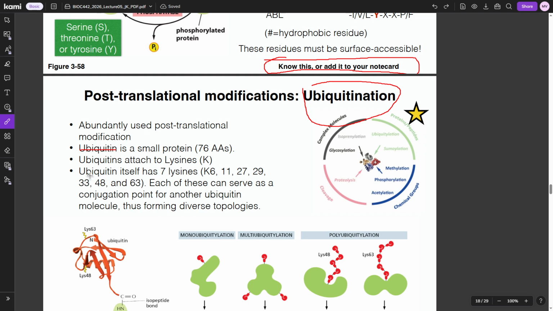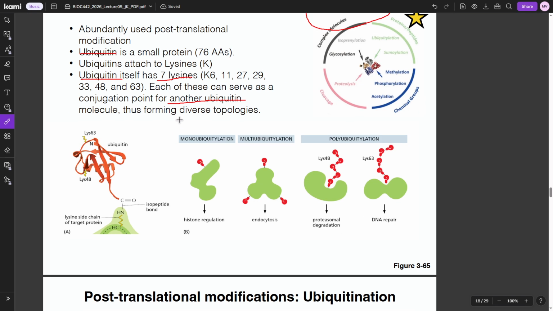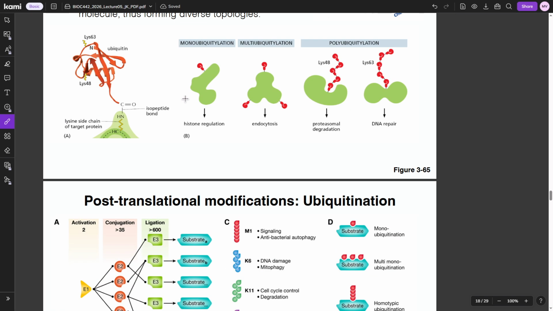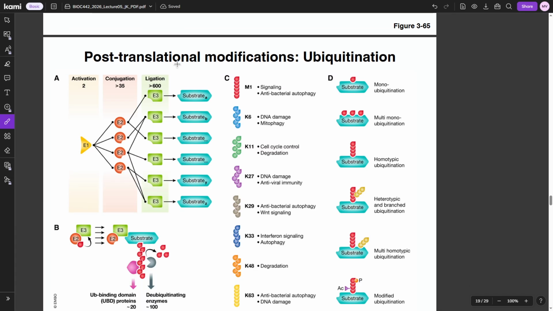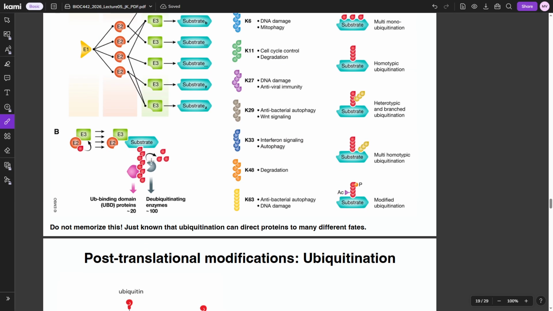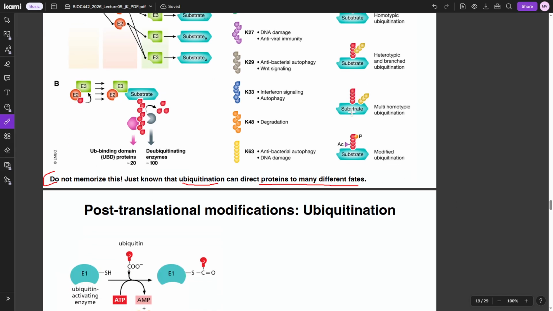Each of those 7 lysines can serve as a conjugation point for another ubiquitin. There are many different patterns of ubiquitination, and each has its own meaning. Again, I am not going to go over all of this. I do not think this is important. Do not memorize this. Just know that ubiquitination can direct proteins to many different fates. Very important to keep in mind.